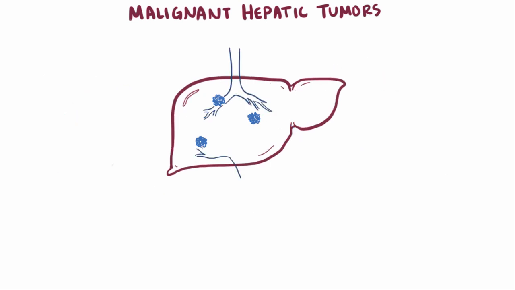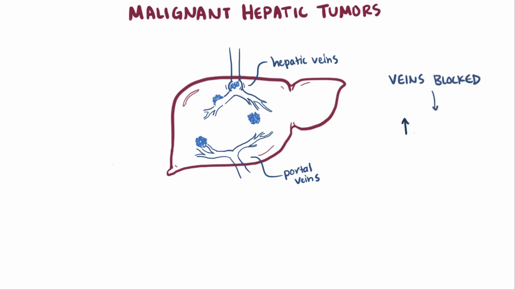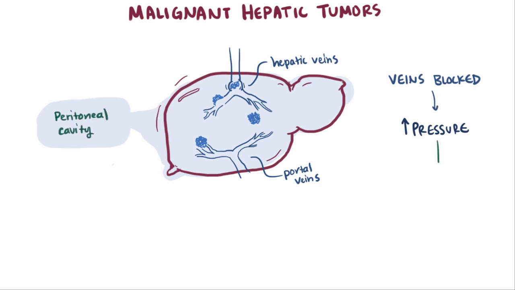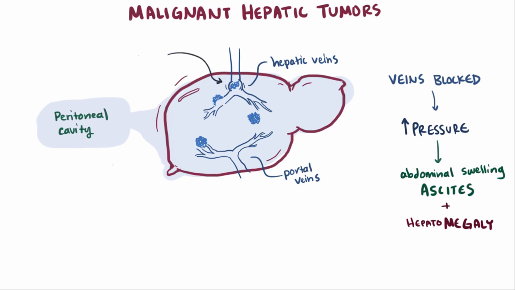Now, a common place for the tumor to spread is in the portal and hepatic veins, where a mass of tumor cells might lodge and block the veins. If the hepatic vein is blocked, pressure builds in the portal system, which pushes fluid into the peritoneal cavity and leads to abdominal swelling, called ascites, and perhaps hepatomegaly, enlargement of the liver. This blockage of the hepatic vein is also known as Budd-Chiari syndrome.